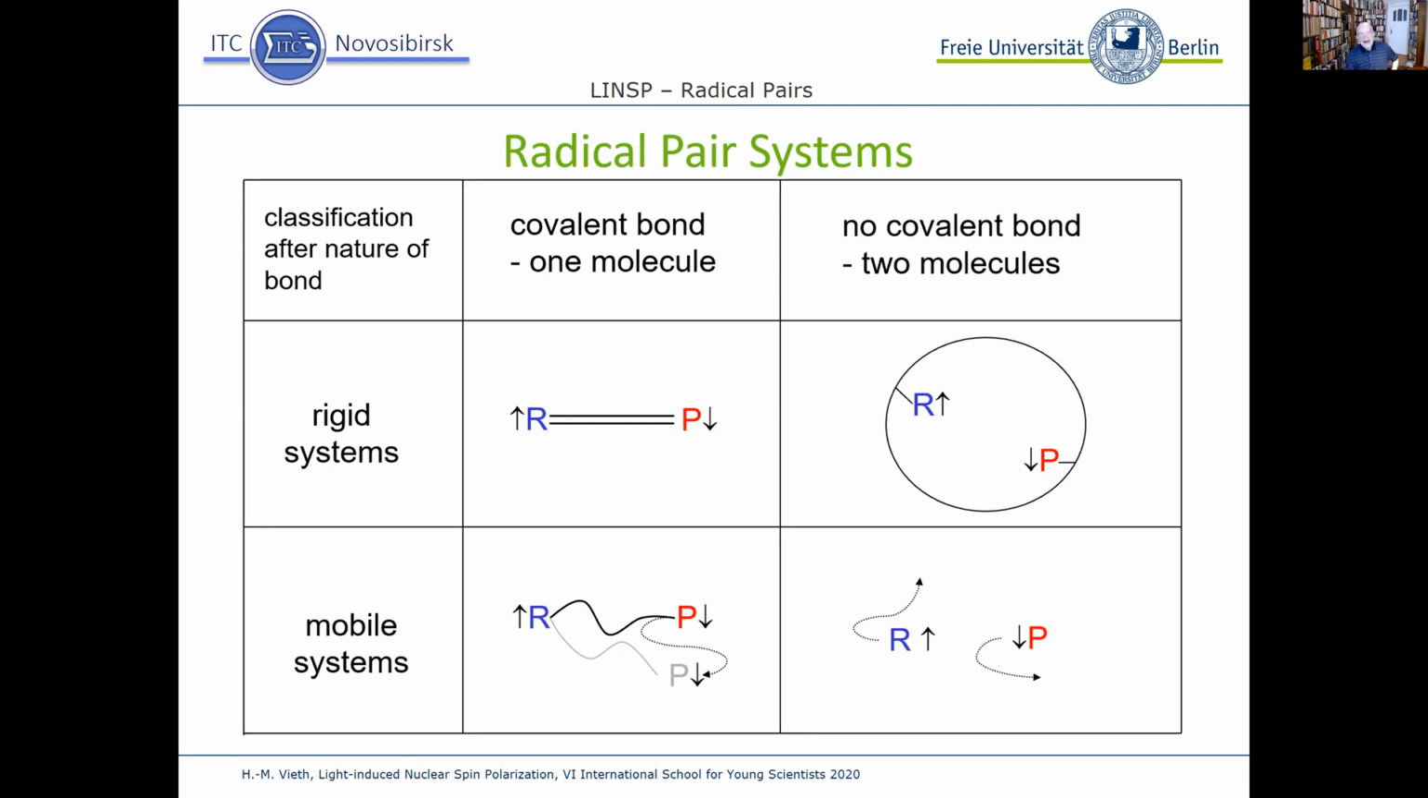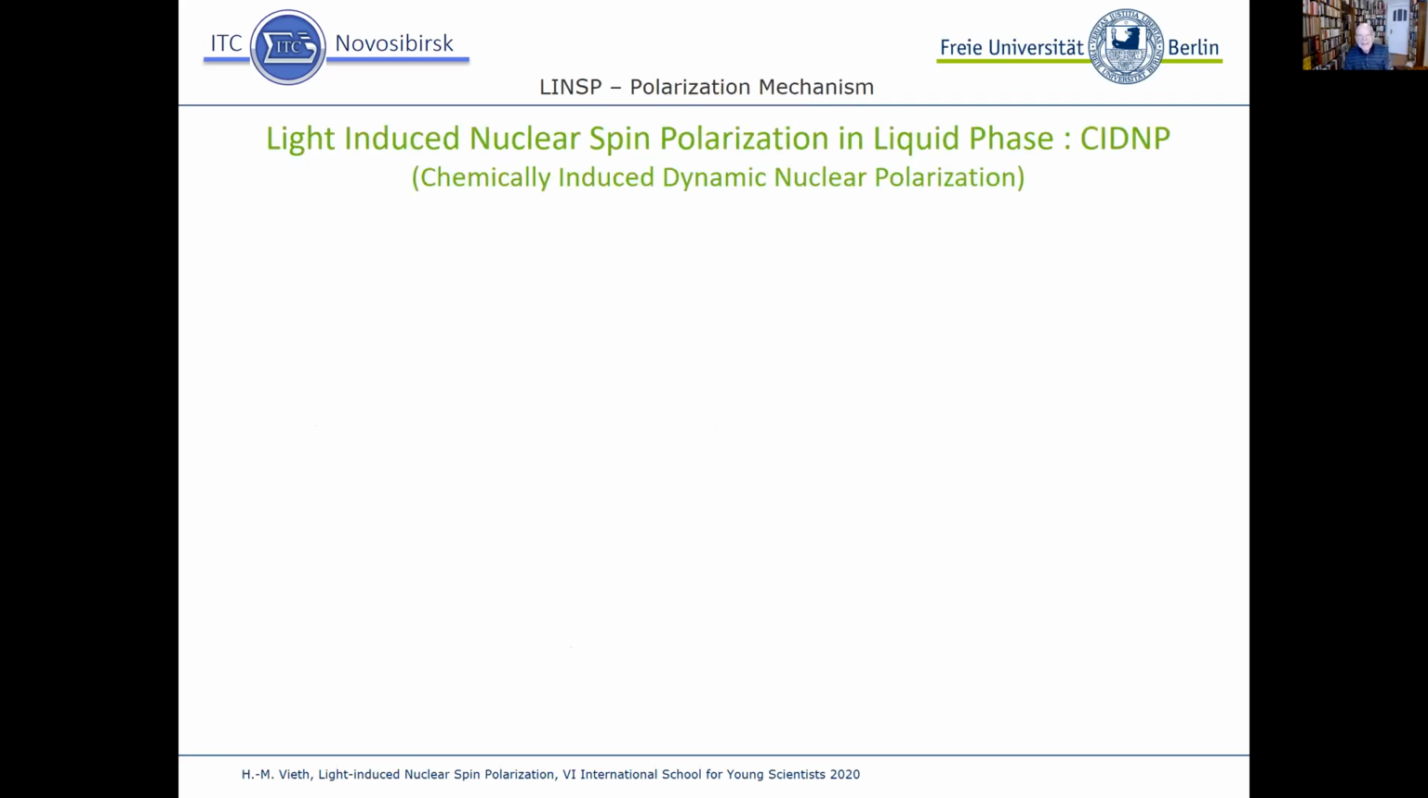Or we can have in mobile systems, in liquid spin systems, we can also have 2 radicals on 1 molecule, biradicals, that's the left side, or we can have it in 2 non-covalently bonded molecules that are called radical pairs, R and P. So let's go to the liquid phase.